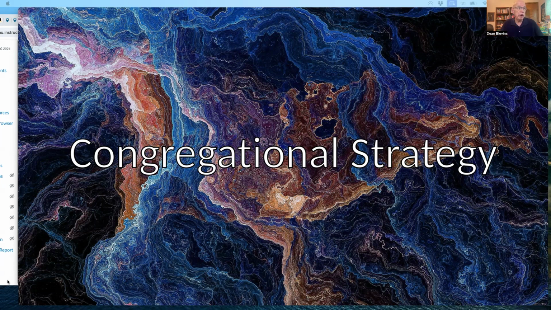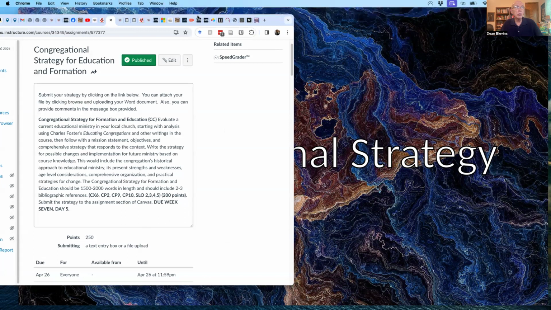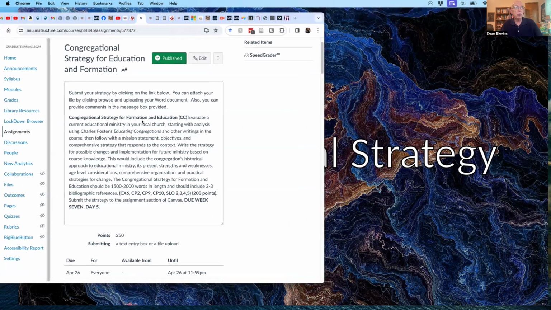Now, let me just point out that if you have your site open, you already have the instructions. It's basically evaluating current educational ministry using analysis. It uses Chuck Foster's work in the assignment: write the strategy for possible changes and implementation for future ministry based on course knowledge, include the historical approach, strengths, weaknesses, age level considerations, comprehensive organization, and practical strategies for change. Oh, and by the way, be sure to use 2 to 3 bibliographic references. And you're looking at that.